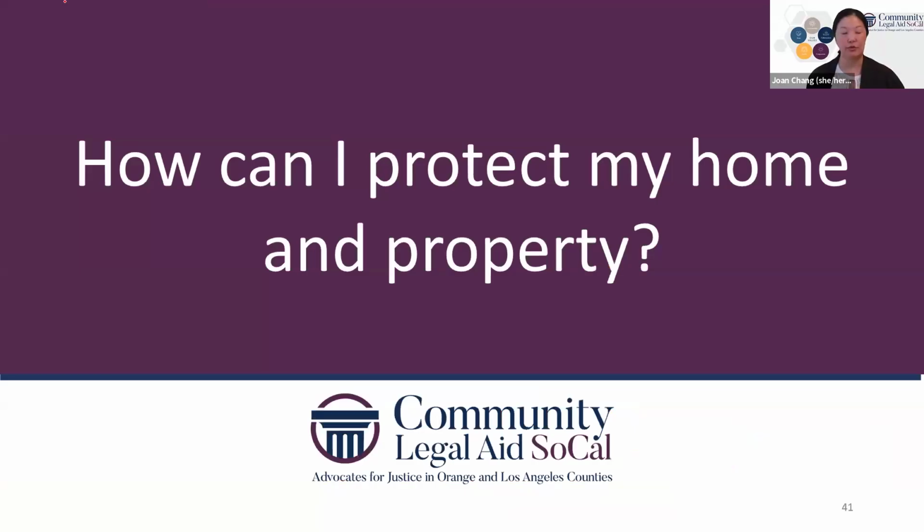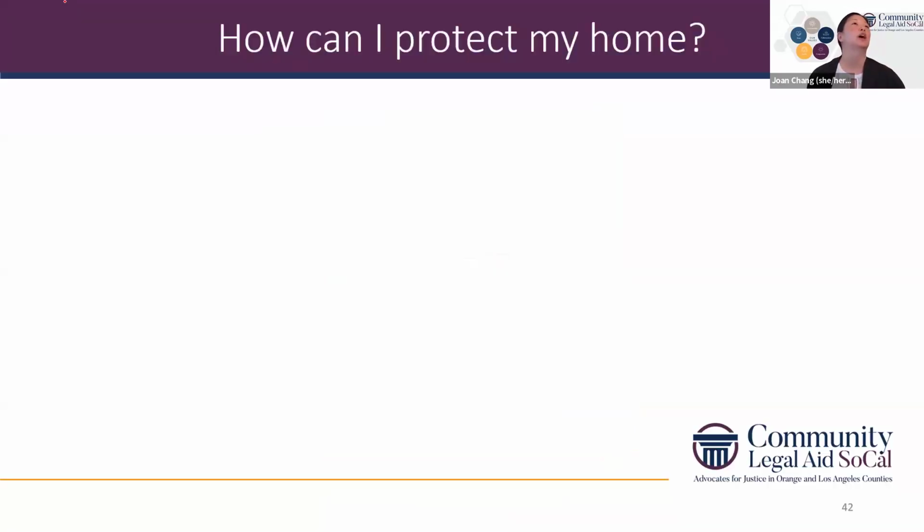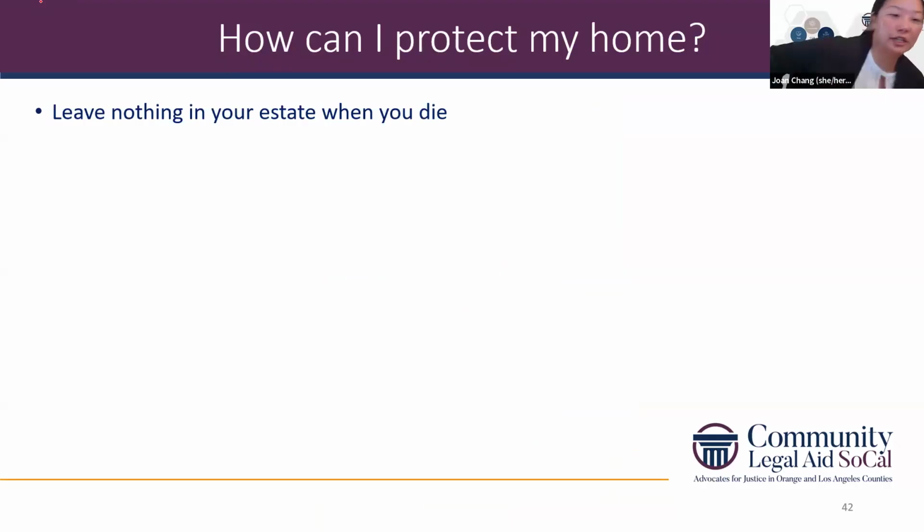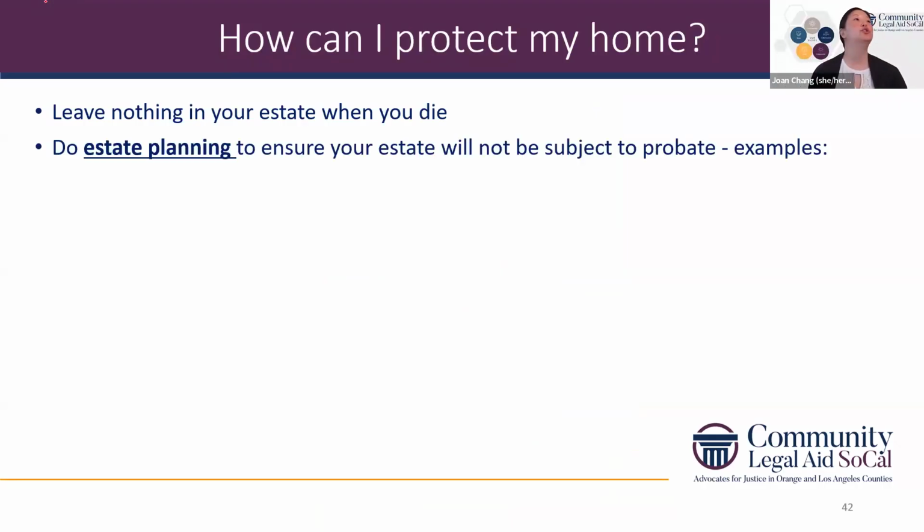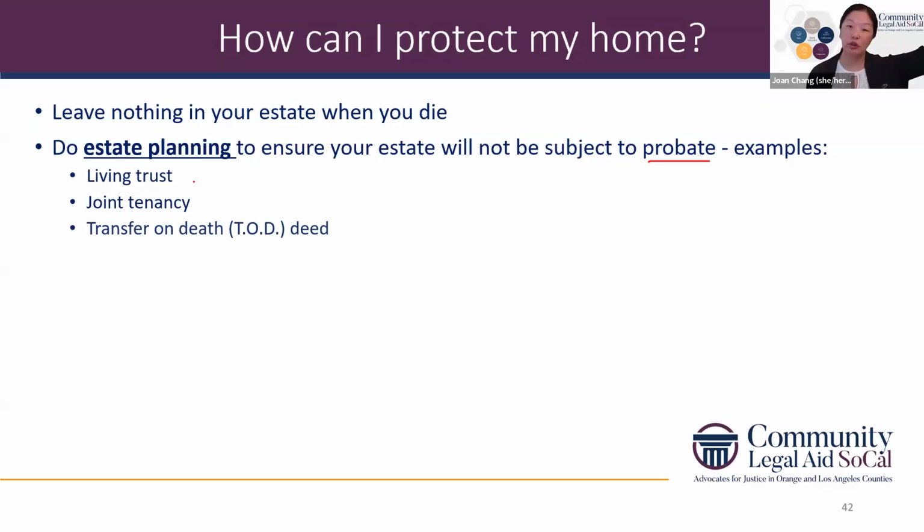Okay, how can I protect my home and property? We've talked about this throughout the presentation, but here are some takeaway tips. A way to do that is leave nothing in your estate when you pass. Once you pass and you have nothing in your name, there's nothing to grab. There's nothing for Medi-Cal to get their grubby hands on, okay? Do estate planning to ensure that your estate will not be subject to probate. Examples are a living trust, joint tenancy, transfer on death deed. These are just examples of how to avoid probate and avoid estate recovery. The long list is in the prior slide and also in the flow chart.